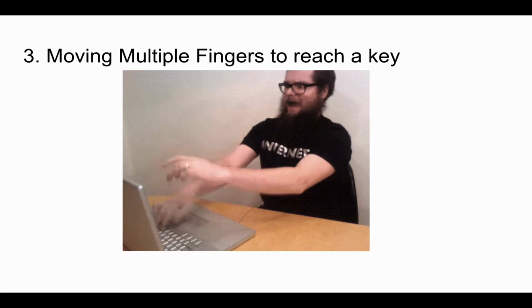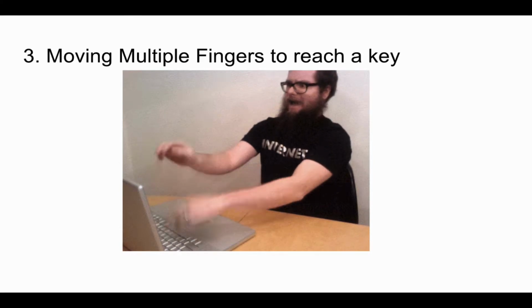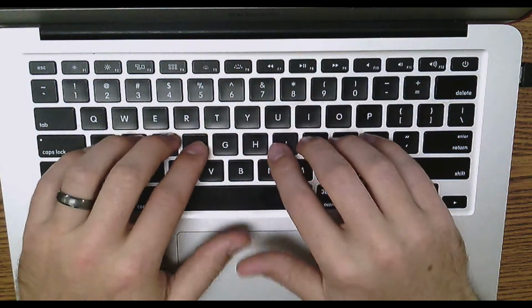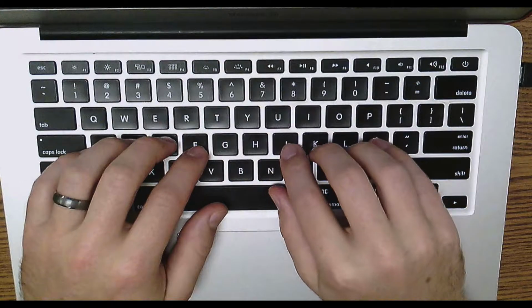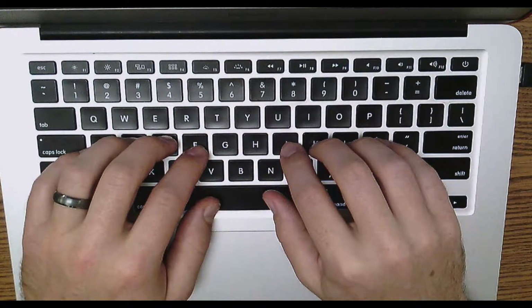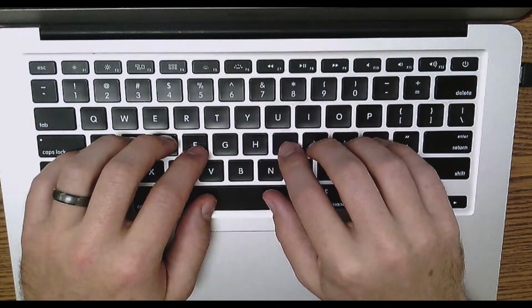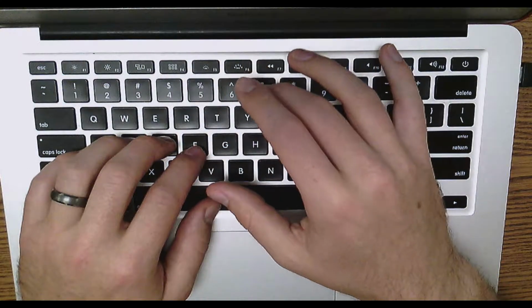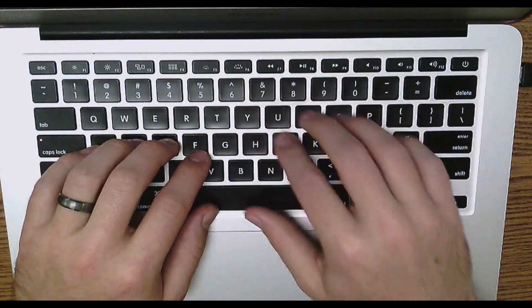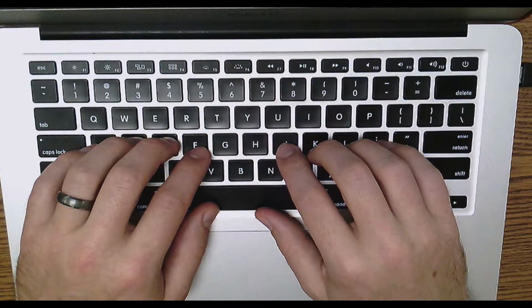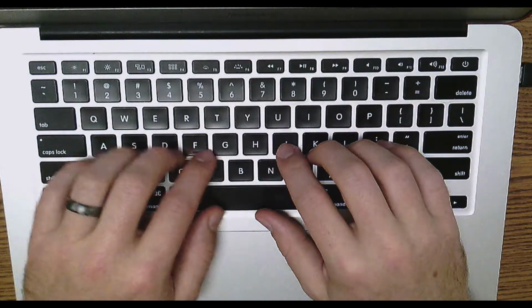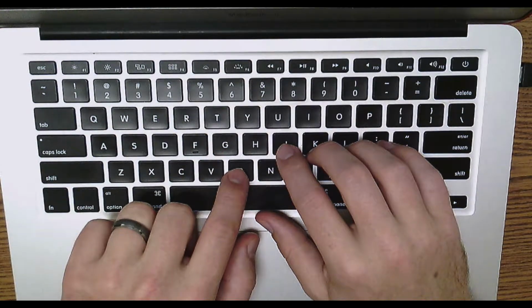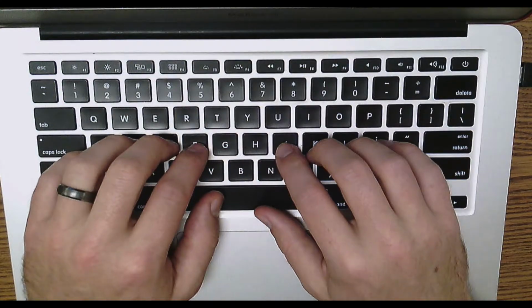Another thing is moving multiple fingers to reach a key. And if you look at this GIF, this guy's just going crazy. But what I mean is, here I'm on home row, and let's say I need to press the 7. If I went all the way up here and then I press the 7 with my middle finger, it's going to take me a long time to get back to home row. Or if I want to press the B, but I move all my fingers and I just press the B like this, it's going to take me a lot of time to get back.